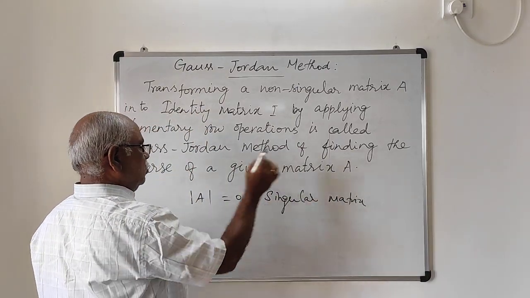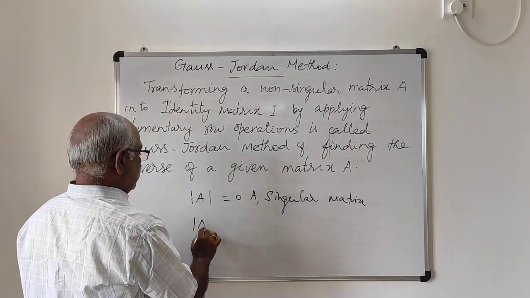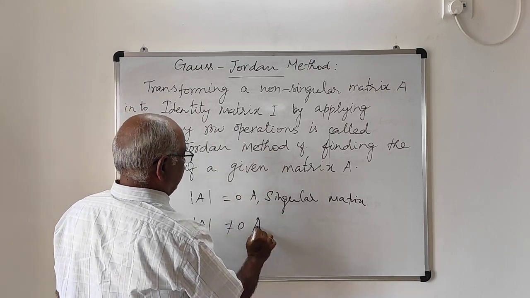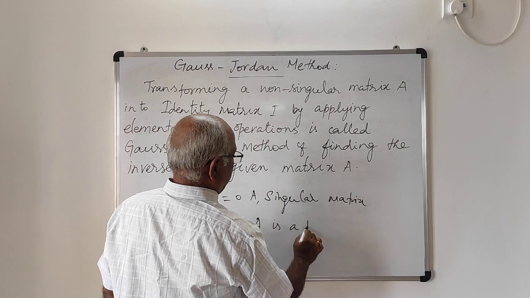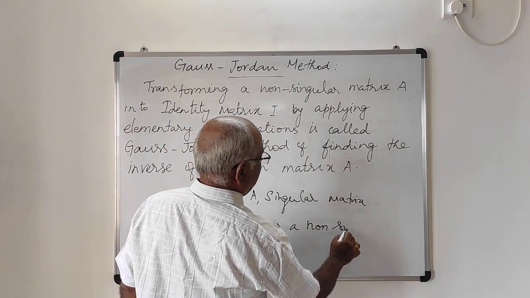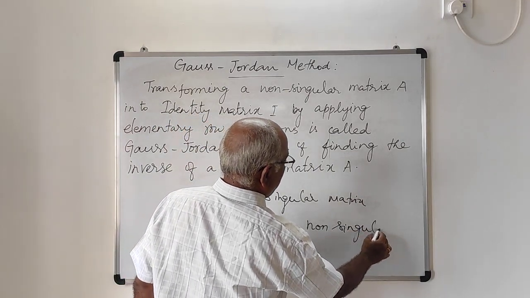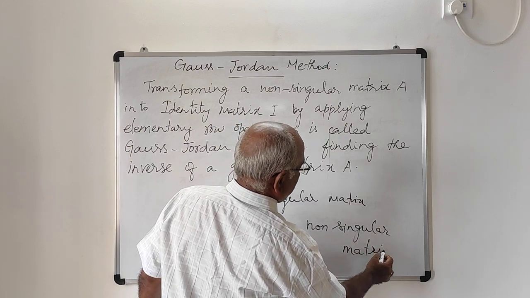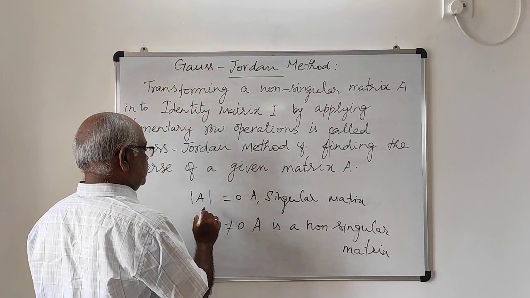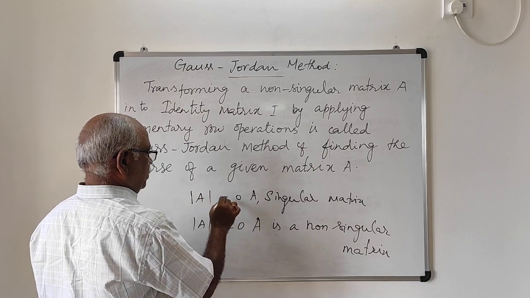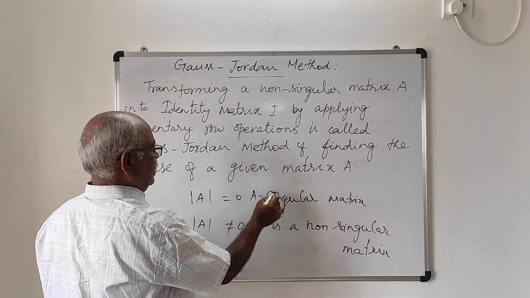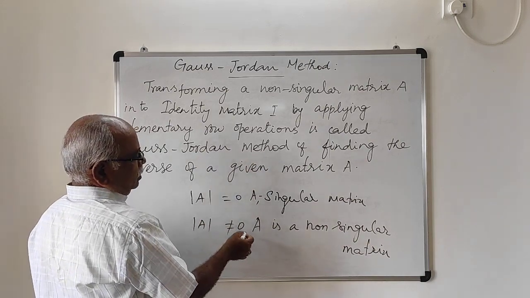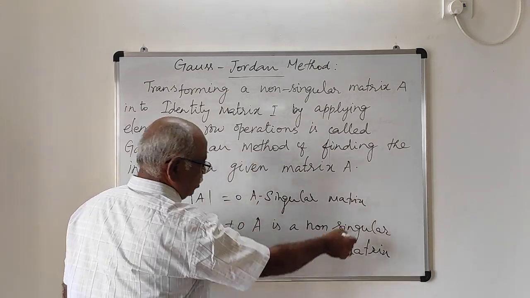If the determinant value of A is not equal to 0, then the matrix A is a non-singular matrix. This is the definition of singular and non-singular matrix. When will you say that a matrix is singular? If the determinant value of A is equal to 0, then the matrix A is a singular matrix. If the determinant value of A is not equal to 0, then the matrix A is called a non-singular matrix.